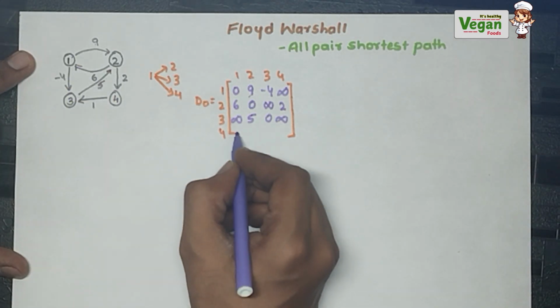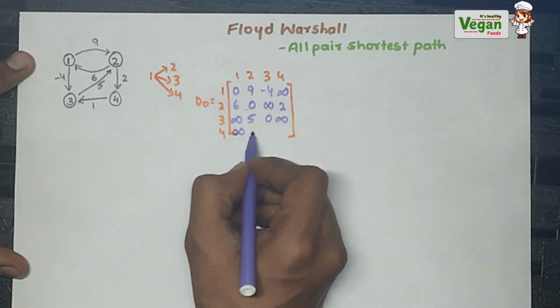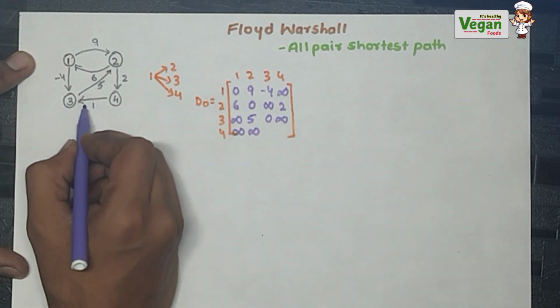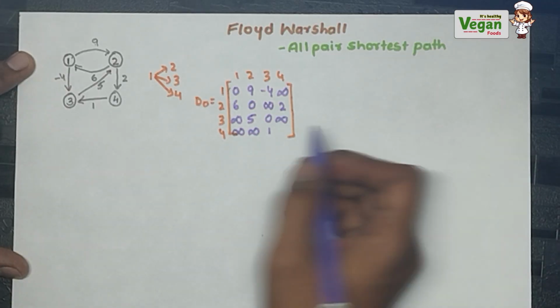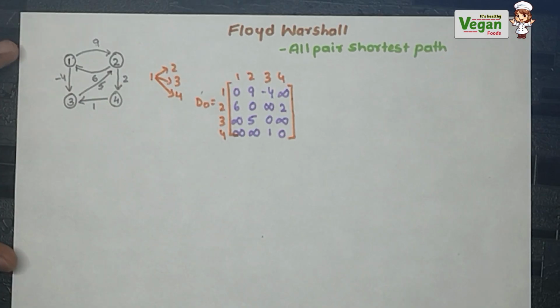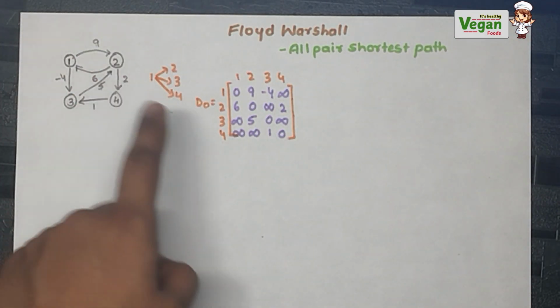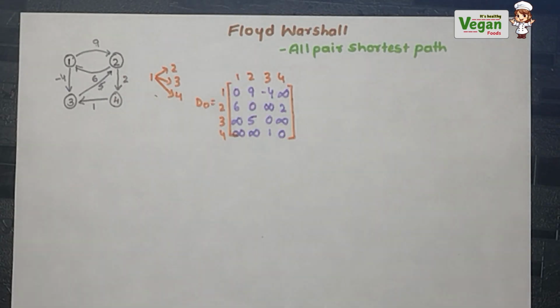From 4 to 1, there is no direct edge. From 4 to 2, there is no direct edge. From 4 to 3, there is a directed edge, its value is 1. From 4 to 4, self loop, so its value is 0. If there is no self loop in the given problem, all the diagonal elements will be equal to 0. Now we are completed with the first matrix, still we should do 4 more matrices.